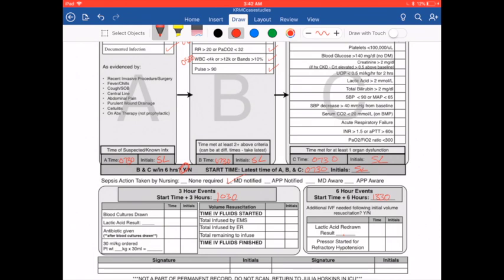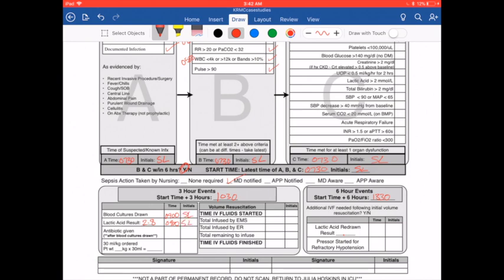So you want to make sure that you get your blood cultures drawn in time. You'll just write the time down here. Let's say that you drew them at 9 o'clock, and you also drew your lactic acid at 9 o'clock. Let's say that our lactic acid result was 2.8. Let's go ahead and initial.